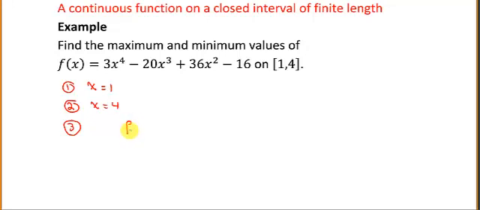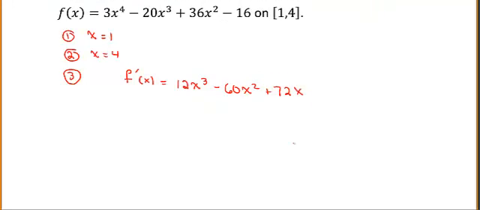To find a critical point, we first find the first derivative, and that's going to be 12x to the 3rd minus 60x squared plus 72x. This we can factor. We can take out a 12x. So if I take out a 12x, I have 12x times the quantity: x squared will be left from the first term, negative 5x from the second, and then a positive 6 from the third.